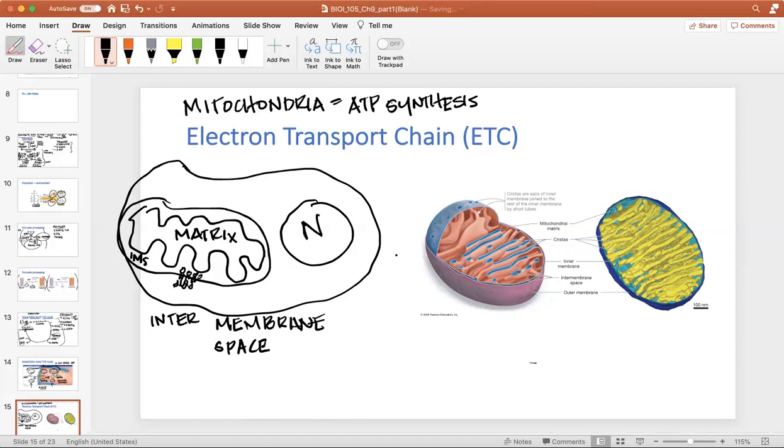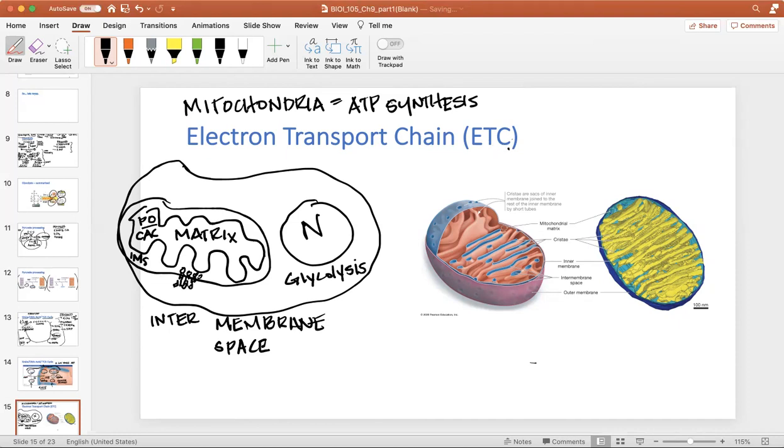Now, up to this point, in thinking about cellular respiration, our glycolysis happens out here in the cytosol. Glycolysis. But the pyruvate oxidation, I'm going to put PO for pyruvate oxidation, that's happening in the matrix of the mitochondria. And the citric acid cycle is also happening in the matrix of the mitochondria.